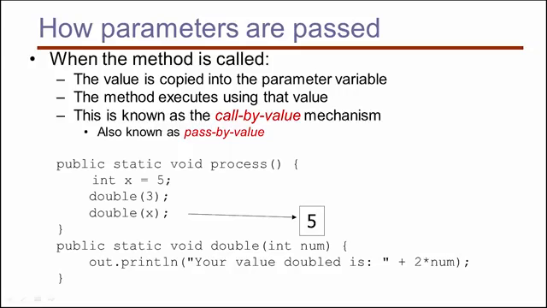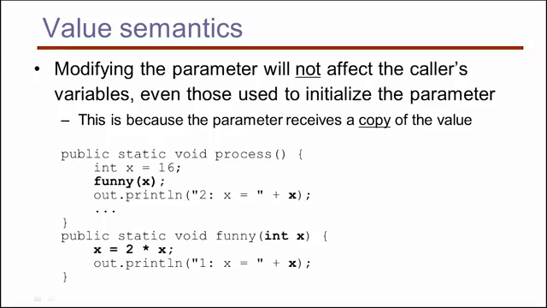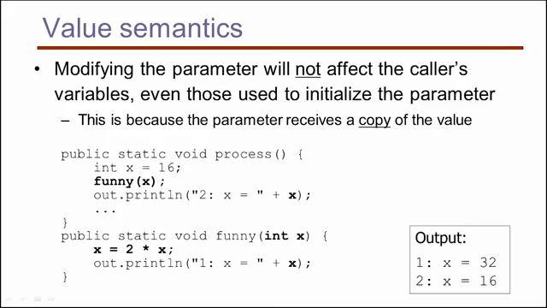Note that the variable x was not sent to the method, but rather a copy of its value. Thus, if the called method changes the parameter, that change will not affect the caller, since the method only receives a copy. In the example shown, the method funny doubles the value of its parameter before printing it, but doing so does not affect the caller's variable x, since only a copy of x's value was sent to the method. Note that due to scoping rules, the variable x in the method process is a different entity than the parameter x in the method funny.